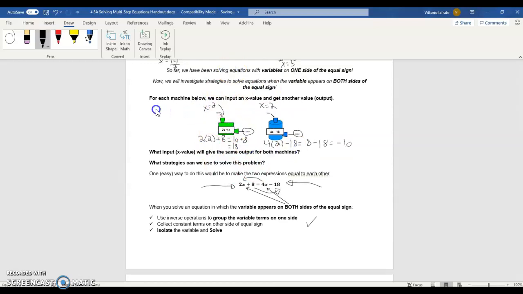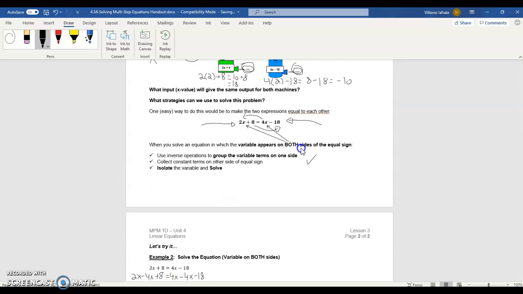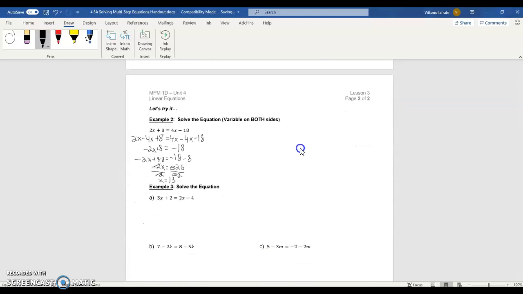So you can go into the machine here. You can put x is equal to 13 as an input and see what the output is. And then you can check over here x is equal to 13 as an input, and then check what the output is, and see if they're actually equal to each other. If they are, that means you did the right steps.